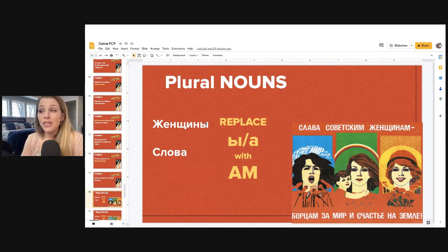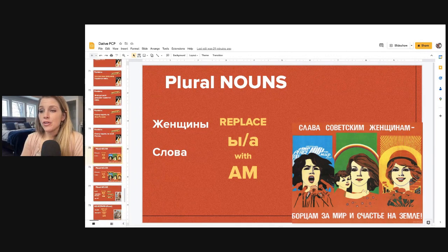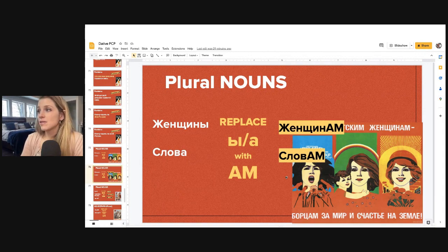Plurals are typically with an и on the end, or if they're neuters and sometimes some irregular masculines, they can have an а on the end. Okay, so what you're going to do is you're going to replace those plural endings, и and а, with ам. So like over here, Слава советским женщинам. Так. So you put them through the treatment and you get женщинам, славам.